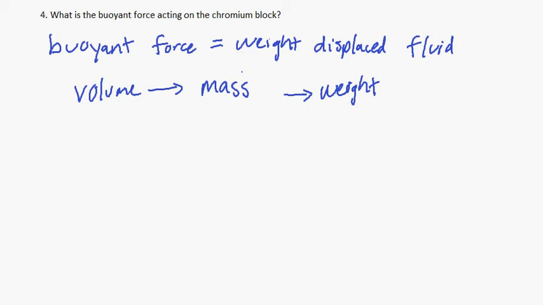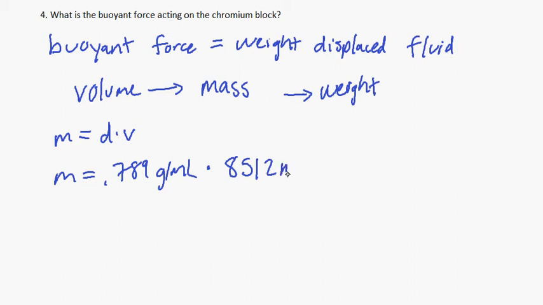We can find the mass using volume and density, both of which we have. So this equation, mass equals density times volume, is something we can use. Plugging in our value for density, 0.789 grams per milliliter, and our previously found volume, which was 8,512 milliliters, by multiplying, we'll end up with a value of about 6,716, and our units will be grams, as the milliliters cancel out.